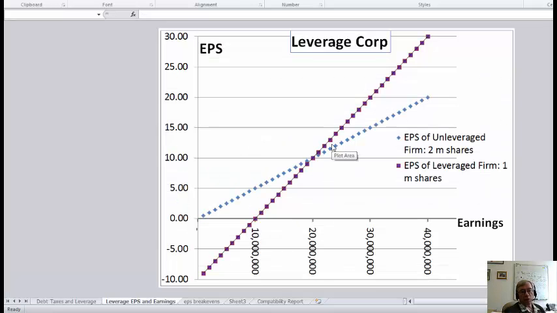The leveraged corporation, beyond this point, has higher earnings per share than the unleveraged corporation. Below this point in earnings, $20 million in earnings, the leveraged corporation's shareholders have lower earnings per share than the unleveraged corporation's shareholders. What is the significance of the break-even point?